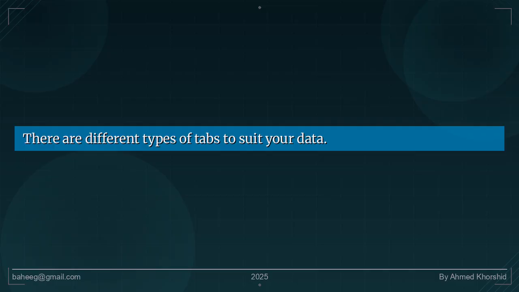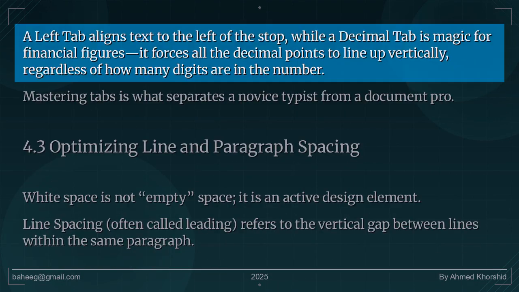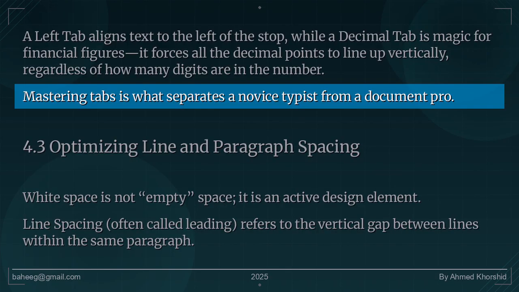There are different types of tabs to suit your data. A left tab aligns text to the left of the stop, while a decimal tab is magic for financial figures. It forces all the decimal points to line up vertically, regardless of how many digits are in the number. Mastering tabs is what separates a novice typist from a document pro.